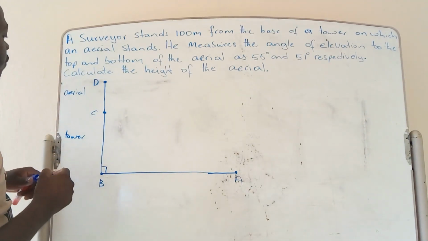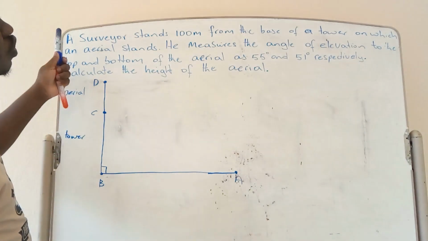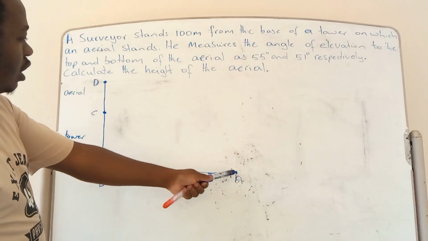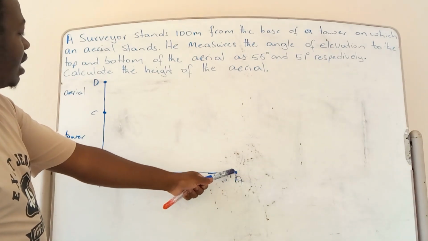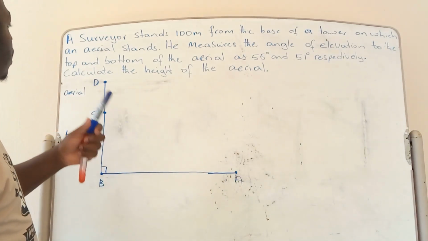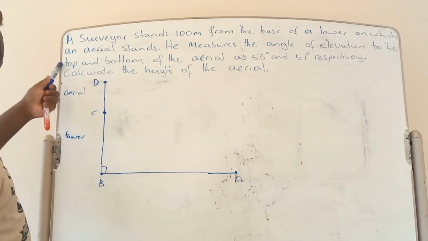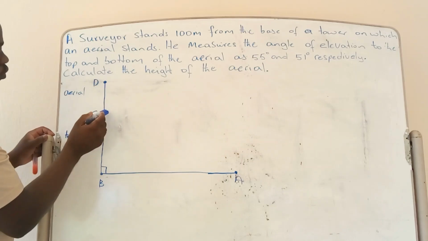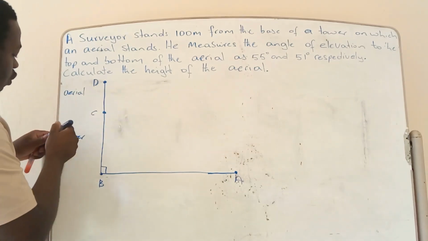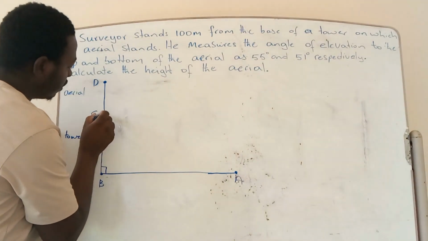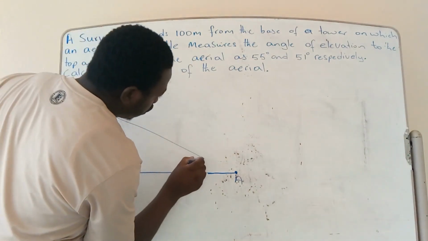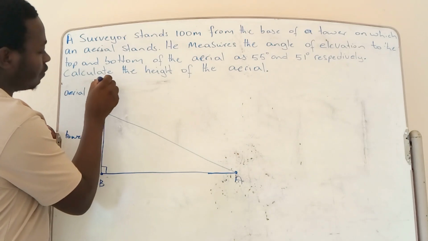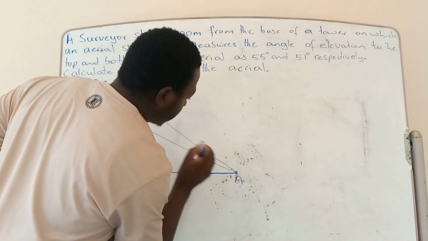What else do we know? We know it has something to do with elevation, right? So all the lines are elevating from point A. So we know that it goes to the top and bottom of the aerial. So this would be the top of the aerial, this would be the bottom of the aerial. So we know that we need a line from the bottom of the aerial to where the survey is, and we need a line from the top of the aerial to where the survey is.